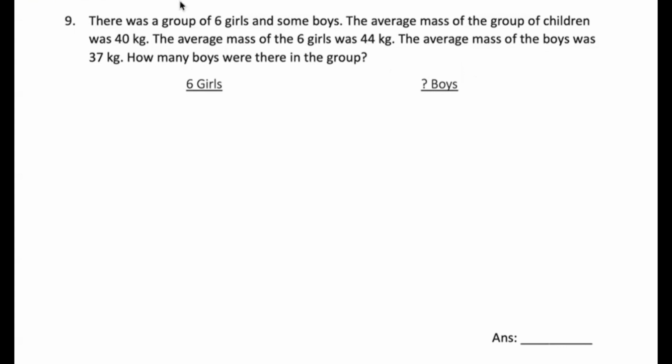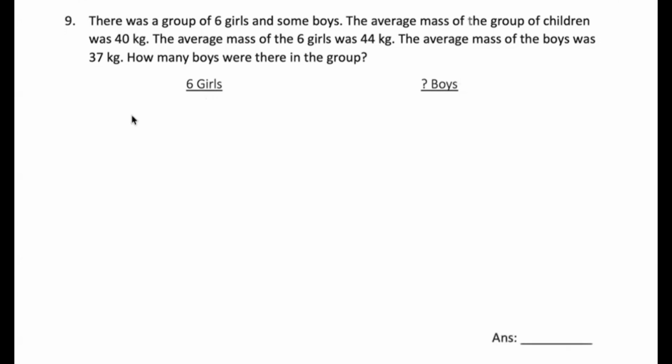So let's do the first average. 40 kilograms average, but I do not know the number of boys. I know the number of girls, but that's not good enough to find the total mass of all the children. Right? To know the total mass of all the children, I need to know the number of boys and girls. But in this case, I only know the girls. I do not know the number of boys.